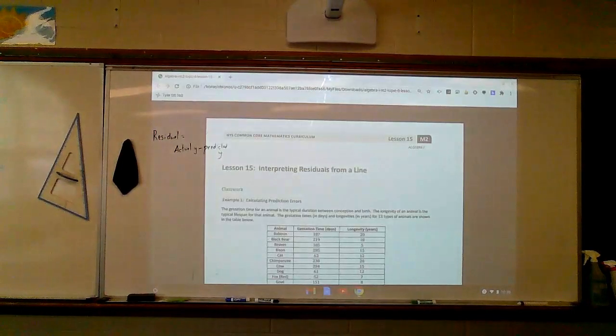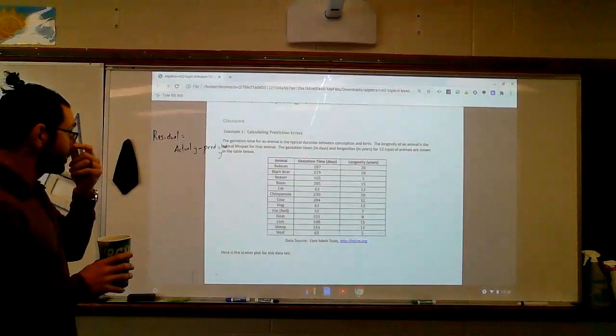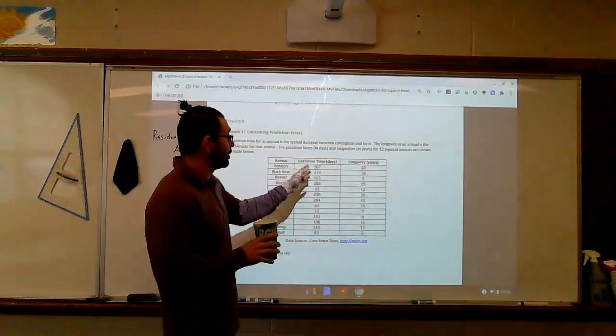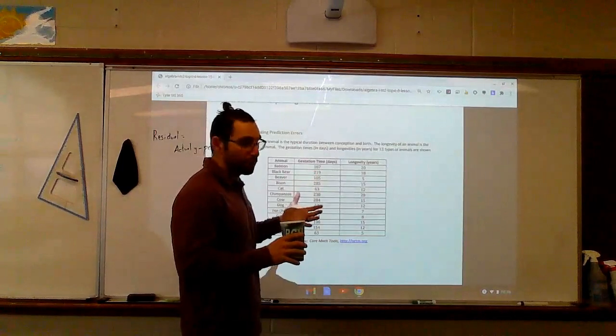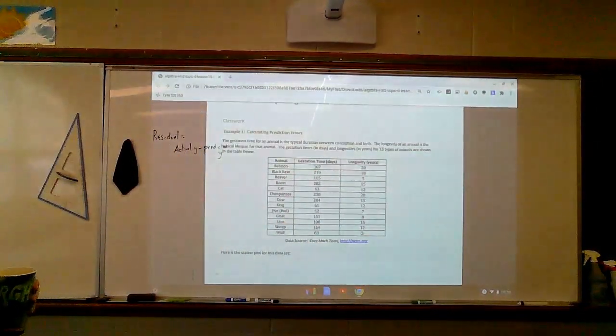So the first thing we have here is calculating prediction errors. The gestation time for an animal is the typical duration between conception and birth. The longevity of an animal is the typical lifespan for that animal. So you've got the gestation, how long the mom is building that baby, to how long the years are. There are 13 different types here.